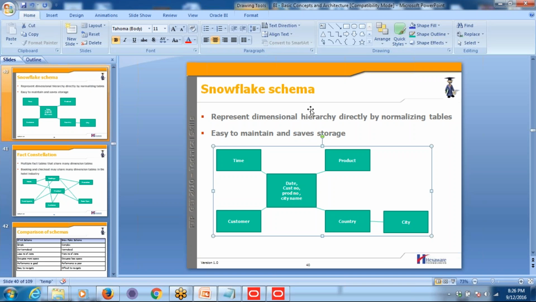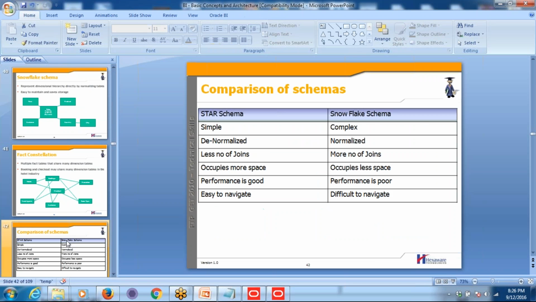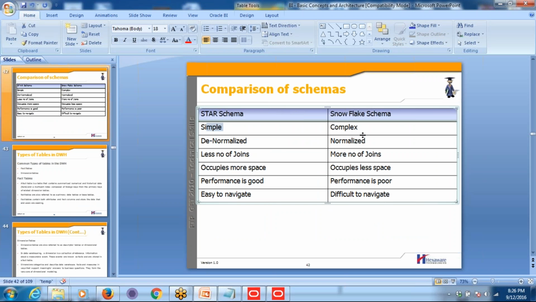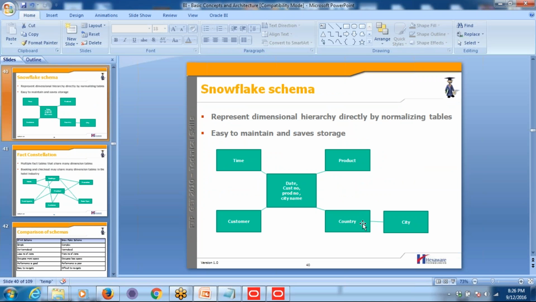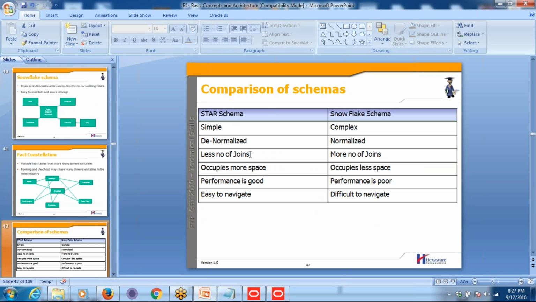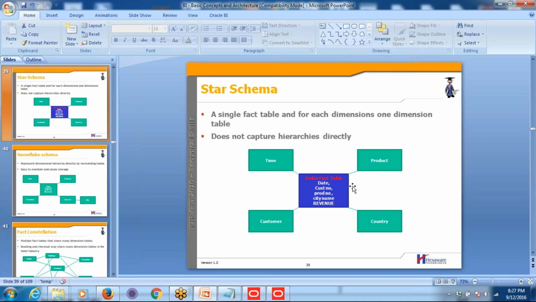If you compare the difference between a star and snowflake schema, your star schema is simple, whereas your snowflake is complex. In a star schema, it is denormalized, whereas in snowflake schema you are normalizing it by extending. You are having one more join over here. So you are normalizing your schema, and there are fewer joins in a star schema. In the star schema there is only one join between these two tables.